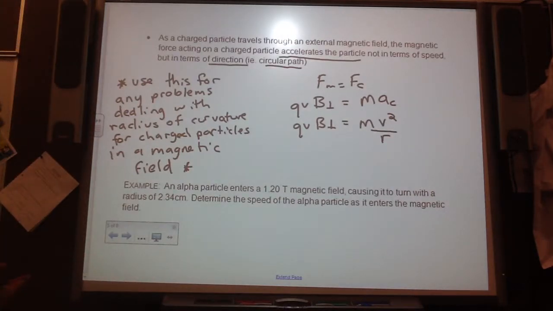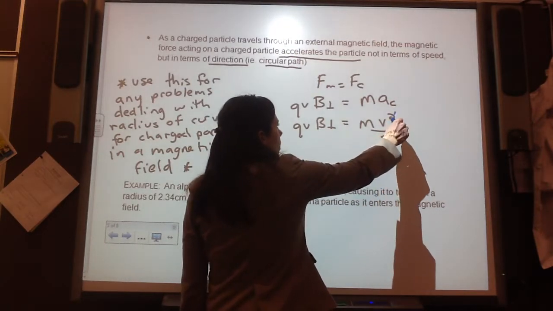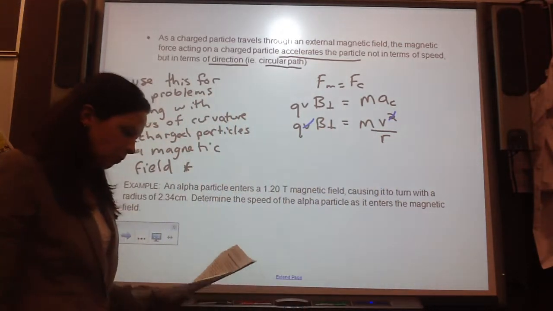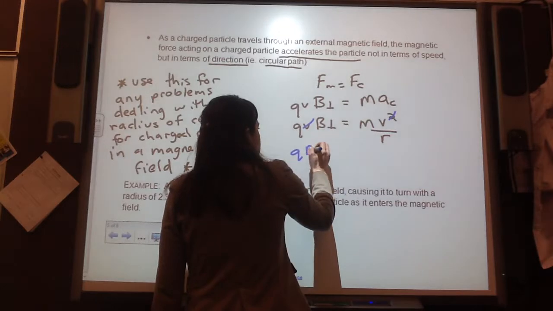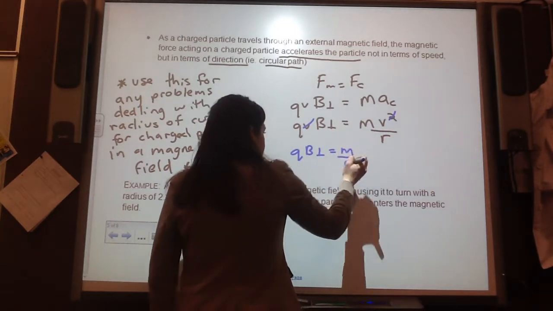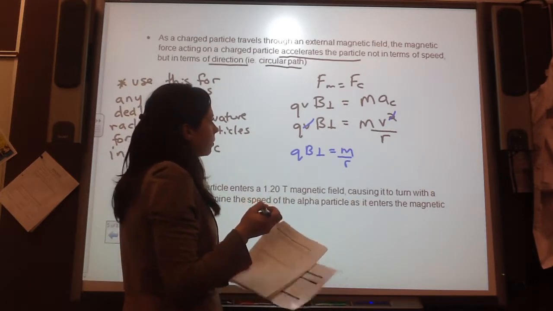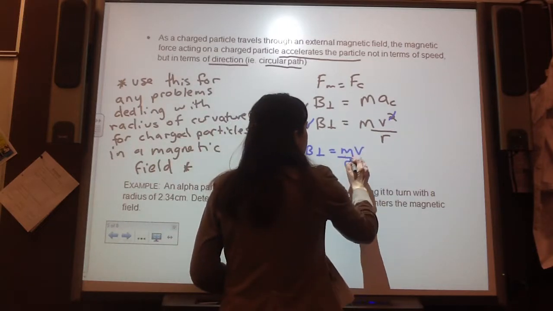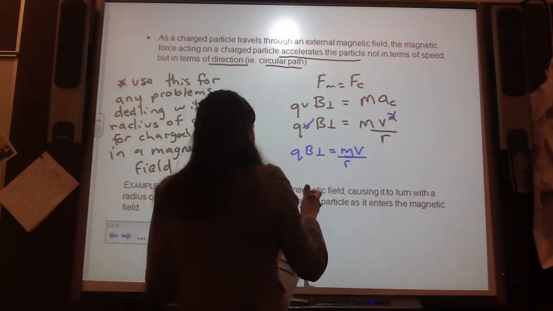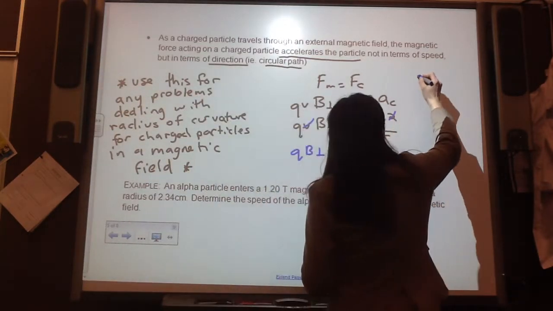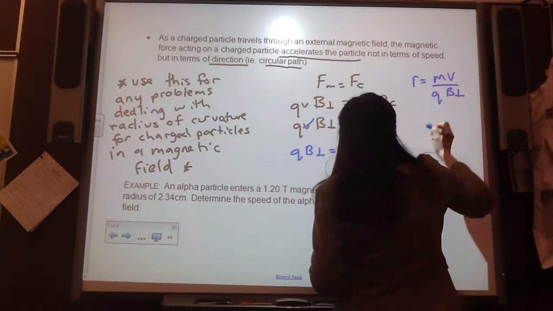So now you can simplify this a little bit, because I have V on both sides. Here's V squared, and here's V, so I can cross those out. So a simplified version is Q times B perpendicular is, let's solve for R. There should still be a V. Yeah, thanks, sorry. Now let's rearrange to solve for R. So if we did that, we would have R is equal to M times V over Q, V perpendicular.